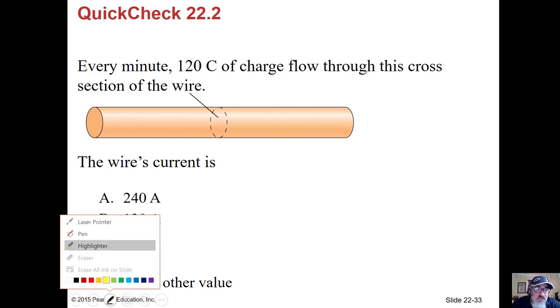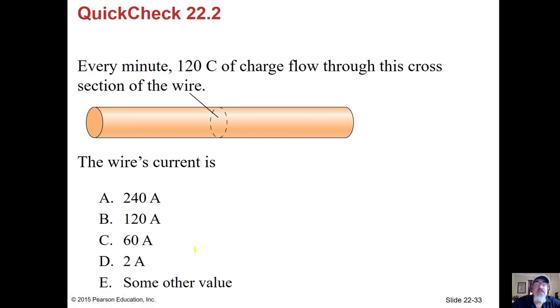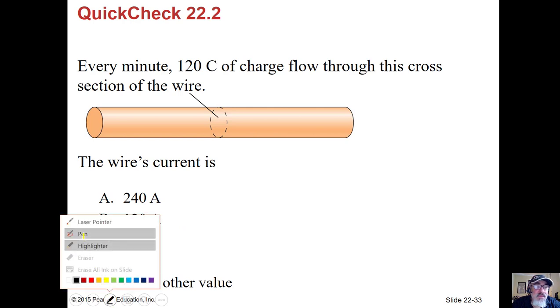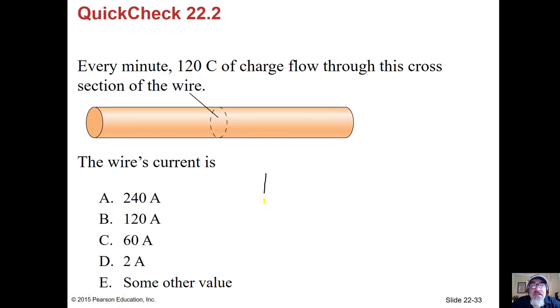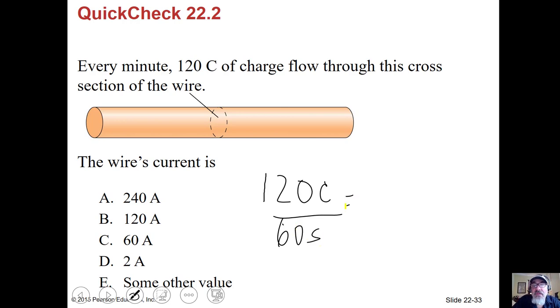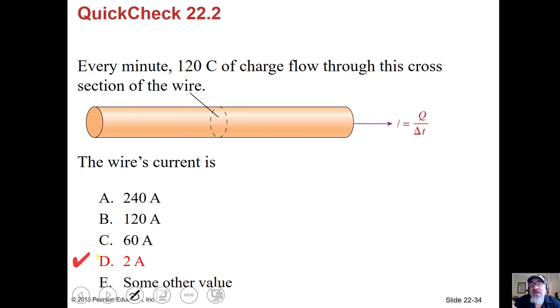Let me switch this to a pen. Remember, current is charge per time. We've got 120 coulombs in 1 minute. One minute is 60 seconds, so that's 2 coulombs per second. And now a coulomb per second is an amp. So 2 amps. All right, good. Amount of charge in the amount of time.